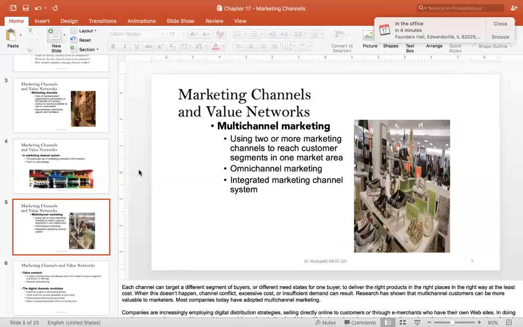Another aspect is omni-channel marketing, especially when organizations are increasingly using digital distribution strategies, like primarily selling online or through e-merchants, who have their own websites. Omni-channel marketing comes into existence. It is nothing but multiple channels working seamlessly and matching each target customer's preferred way of doing business.